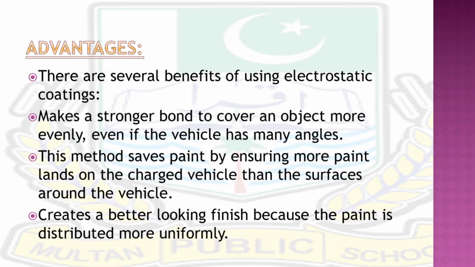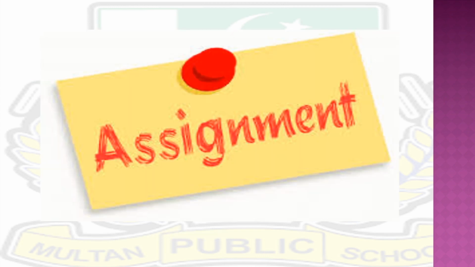and will stick to it. Now, there are several benefits of using electrostatic coatings, like it makes a stronger bond and covers an object more evenly, even if the vehicle has many angles. This method saves paint by ensuring more paint lands on the charged vehicle than the surfaces around the vehicle, and creates a better looking finish because the paint is distributed more uniformly. I hope that you understand all these, and now it is time for the assignment, students.